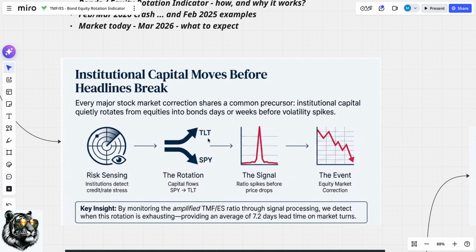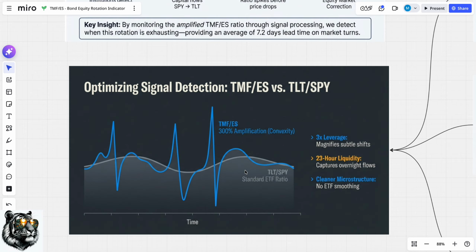The key difference for us is that over a period of time, as we tested it with TLT and SPY, we ended up landing on using TMF and ES, which is basically the 3x leveraged long bonds product, and ES is the futures for the S&P 500. And there's a good reason for that. Let me cover it briefly. Number one, this 3x leverage magnifies the subtle moves and shifts, and it's actually an advantage for us in terms of picking up on the movement.